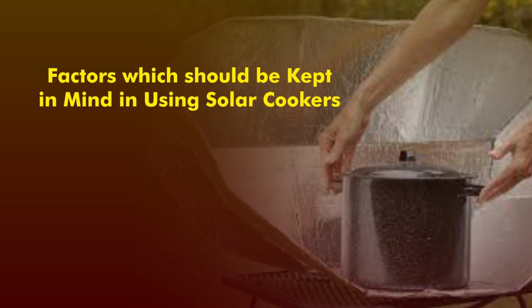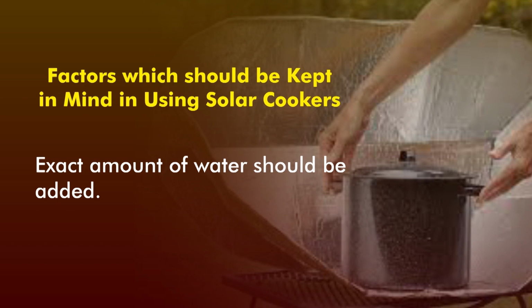Now we will discuss factors which should be kept in mind in using a solar cooker. There are several factors which should be kept in mind while making use of a solar cooker, and some of them are as follows. Exact amount of water should be added. This level of water along with ingredients should not rise beyond the halfway level in the cooking pot.